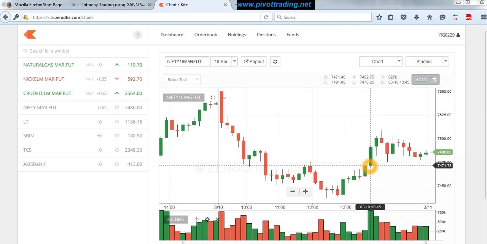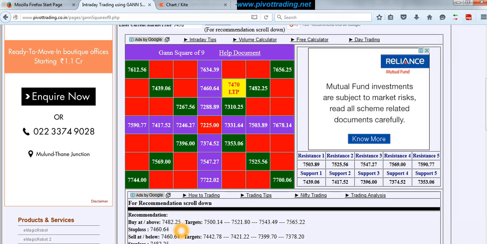Now if you go to the next candle and if you see, the market always moved up from there at 7470 and then it reached till 7482 somewhere in 145 candle. So a buy was triggered at 7482. Okay, now let's see what the target was. Target was 7500.